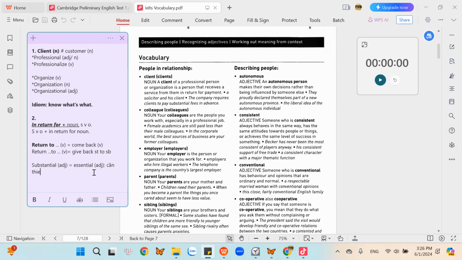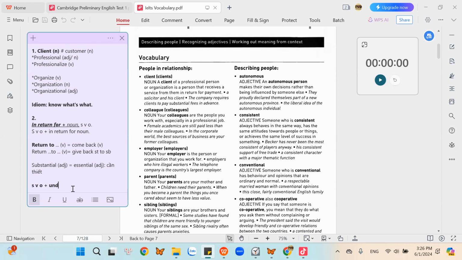Here, the meaning is good. "Important" is just important, it doesn't sound serious. But when you say something is substantial, it is really important. So please be careful.